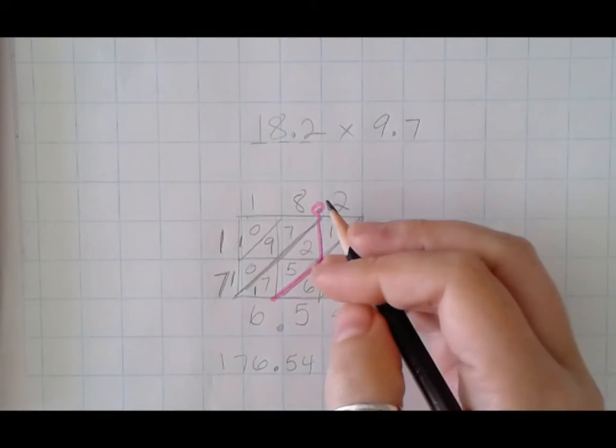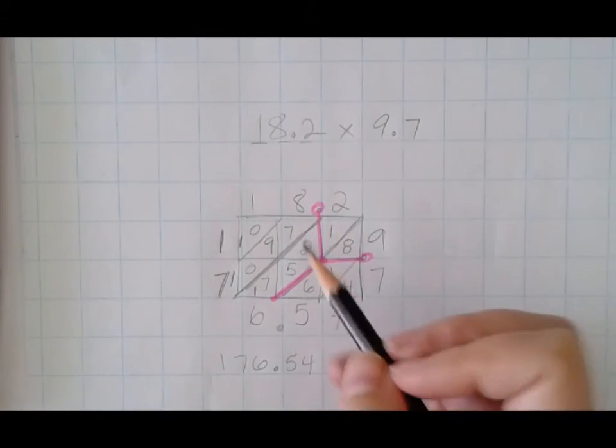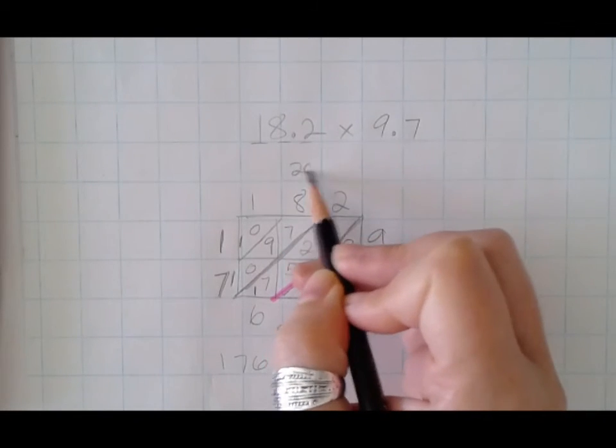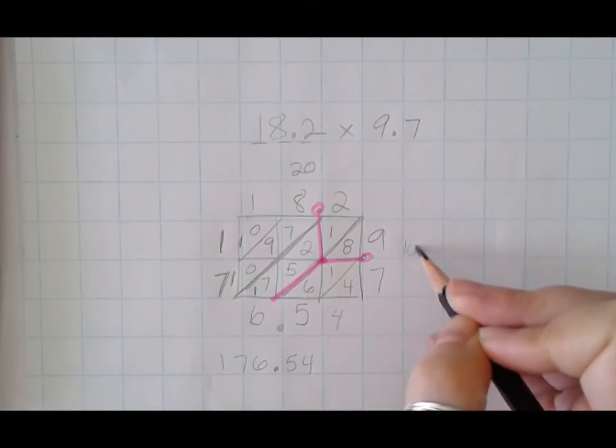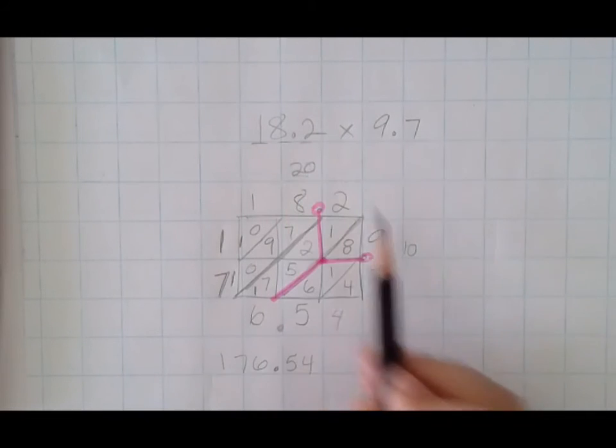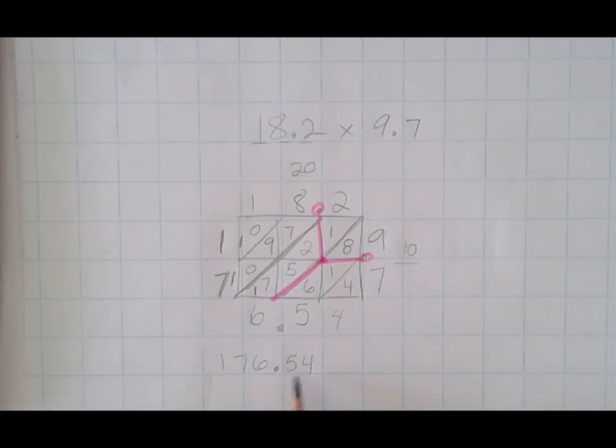If we go back and we estimate, let's just do this with a rounded number. 18.2, let's round this all the way up to 20. 9.7, let's round this to 10. Okay, 20 times 10 is 200. This is relatively close to 200, and we expect it to be slightly less because both of these numbers are slightly less. So this makes a lot of sense. So you can use this method for decimals as well.